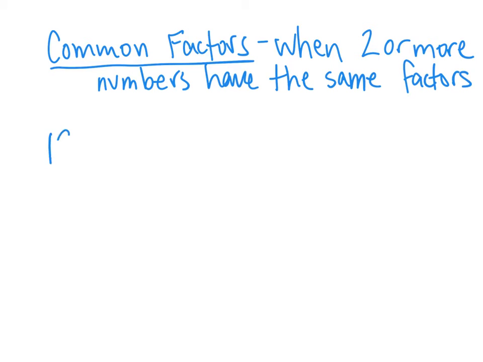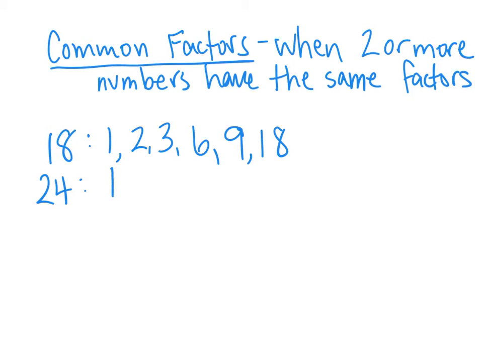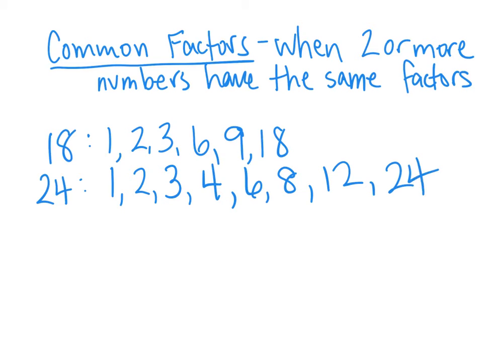So if I look at 18, the factors are 1, 2, 3, 6, 9, and 18. If I look at factors of 24, I have 1, 2, 3, 4, 6, 8, 12, and 24. So common, I know common means the same. So the common factors for 18 and 24 are 1, because 1 is in both 18 and 24.